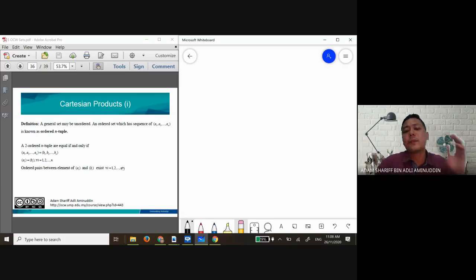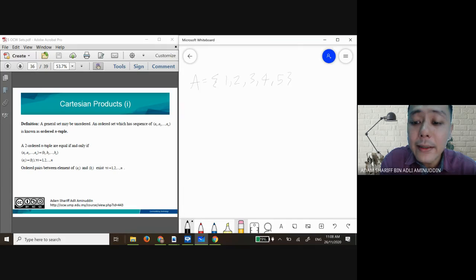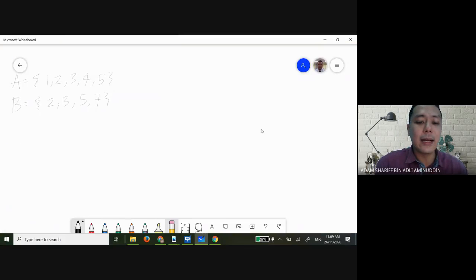Alright, to put it in a simple matter, Cartesian product, okay, A is 1, 2, 3, 4, 5, and B is 2, 3, 5, and also 7. The same element from the previous one. Saya tutuplah nota ni kejap nak bagi nampak luas.